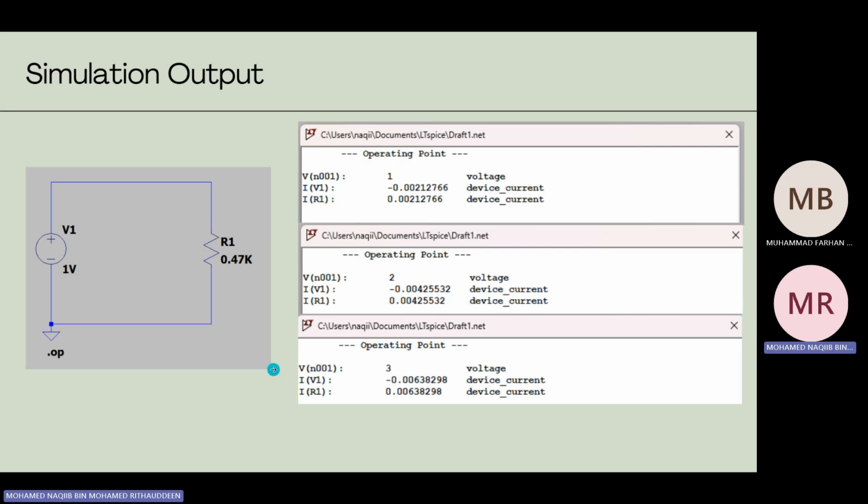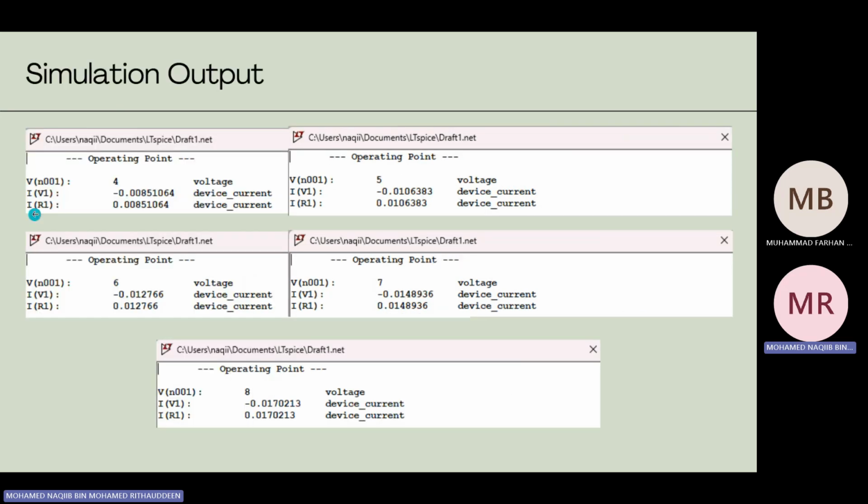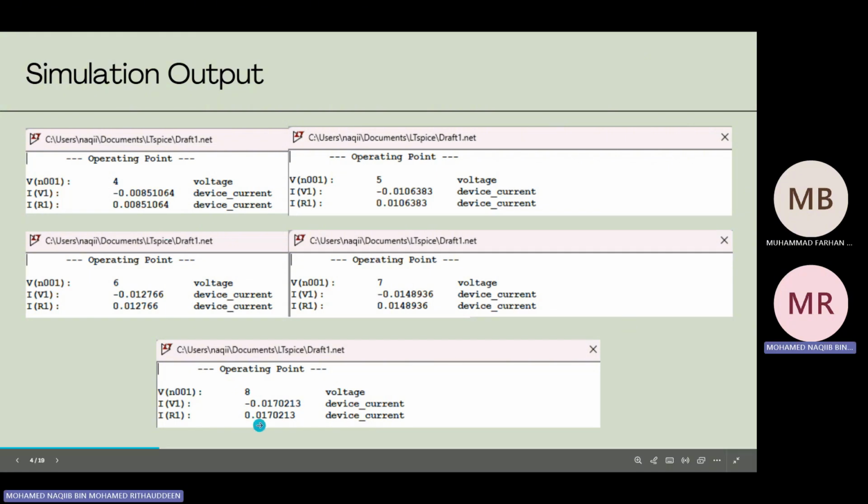Same as before, as the voltage increases, the current also increases. Next, the same until 8 volt. The current is still increasing.